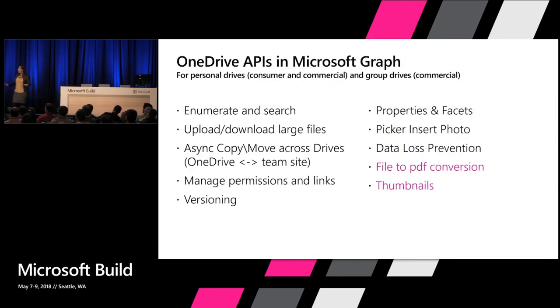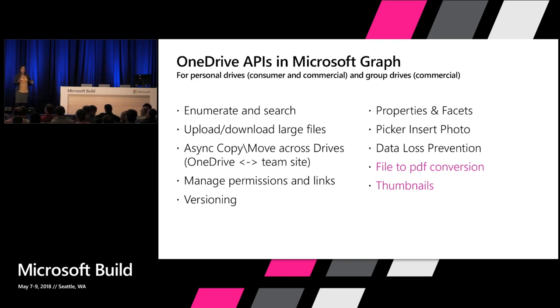Now, that was the simple one. Now we go to another one, which is pretty cool. It's just all of the OneDrive APIs. So OneDrive has a lot of functionality in the Microsoft Graph, things like enumerating and searching files that are in the user's drive, uploading and downloading large images, managing permissions, inserting photos, working with data loss prevention, file conversion, as I showed before, and thumbnails.